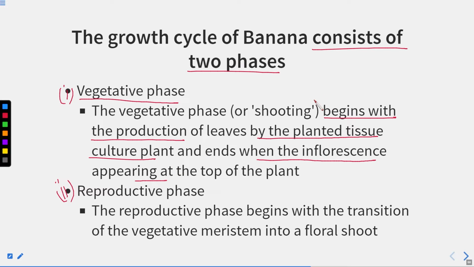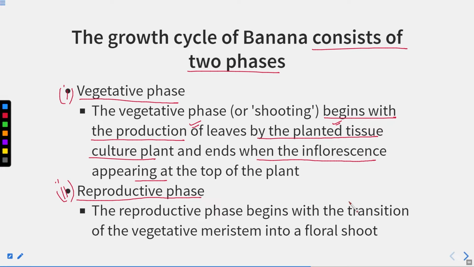So the vegetative phase means the shooting, the plant is emerging out, begins with the production of leaves by the planted tissue. Suppose you are using plant tissue culture, then when the shoot is coming out from that, that will be called the starting of the vegetative phase. Okay, and there is a reproductive phase as well.